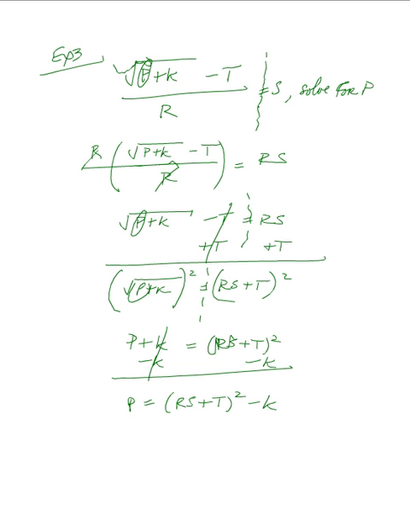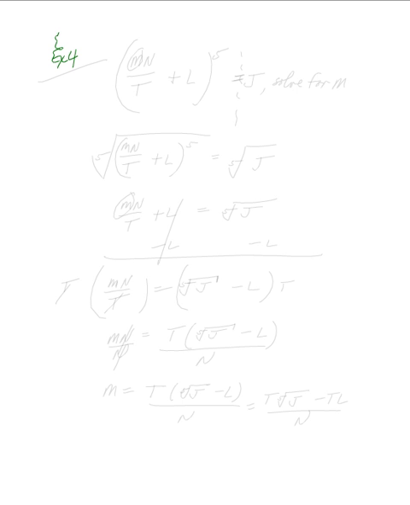And finally, as our last example, we'll look at mn over t plus L, all of that raised to the 5th power equals j, and solve for m. Now here, you might want to pause this and see if you can do it. And I'll just wait a second, and then we'll start.